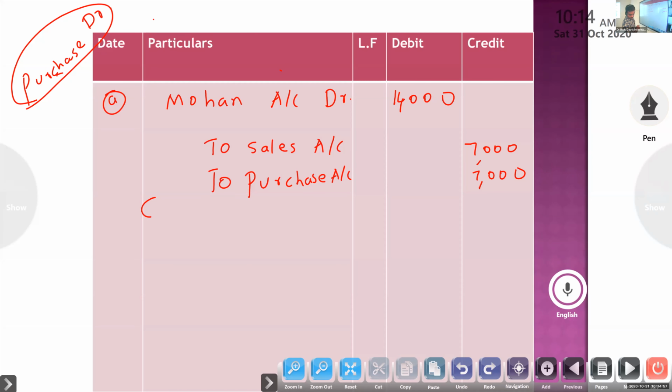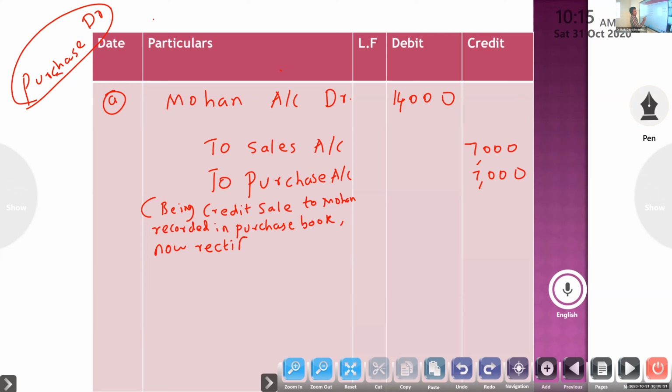So first we have to write the correct entry. Then what is the error? Identify the error. If it is debit, to rectify, we have to credit. If it is credit, to rectify, we have to debit. Being credit sale to Mohan recorded in purchase book, comma, now rectified. In every narration you can write the question, then comma, now rectified.